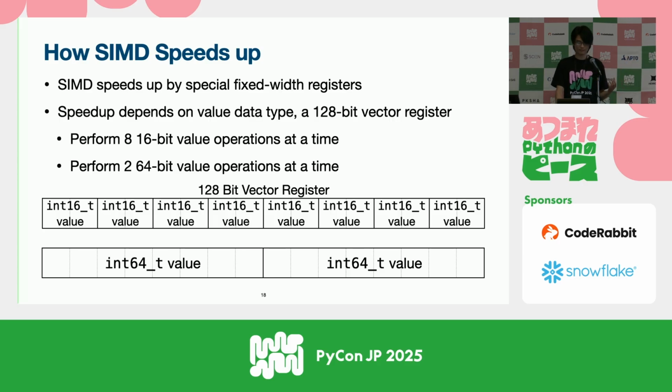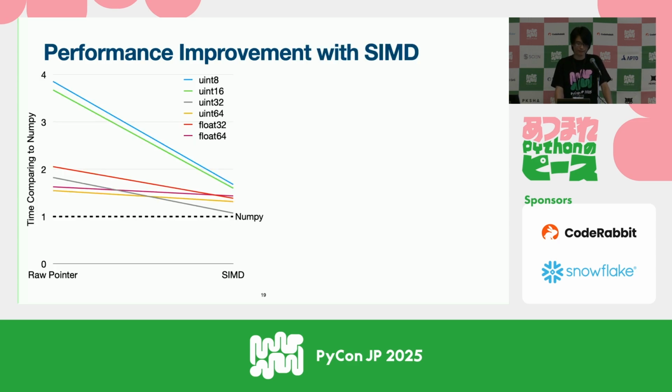And the level of speedup actually depends on the data type. Here, if we are performing operations on 16-bit values, it can perform 8 operations at the same time. And if we are dealing with 64-bit values, it can perform 2 operations at the same time. After introducing SIMD, we got this kind of improvement. You can see in every data type, it got a really great performance improvement.